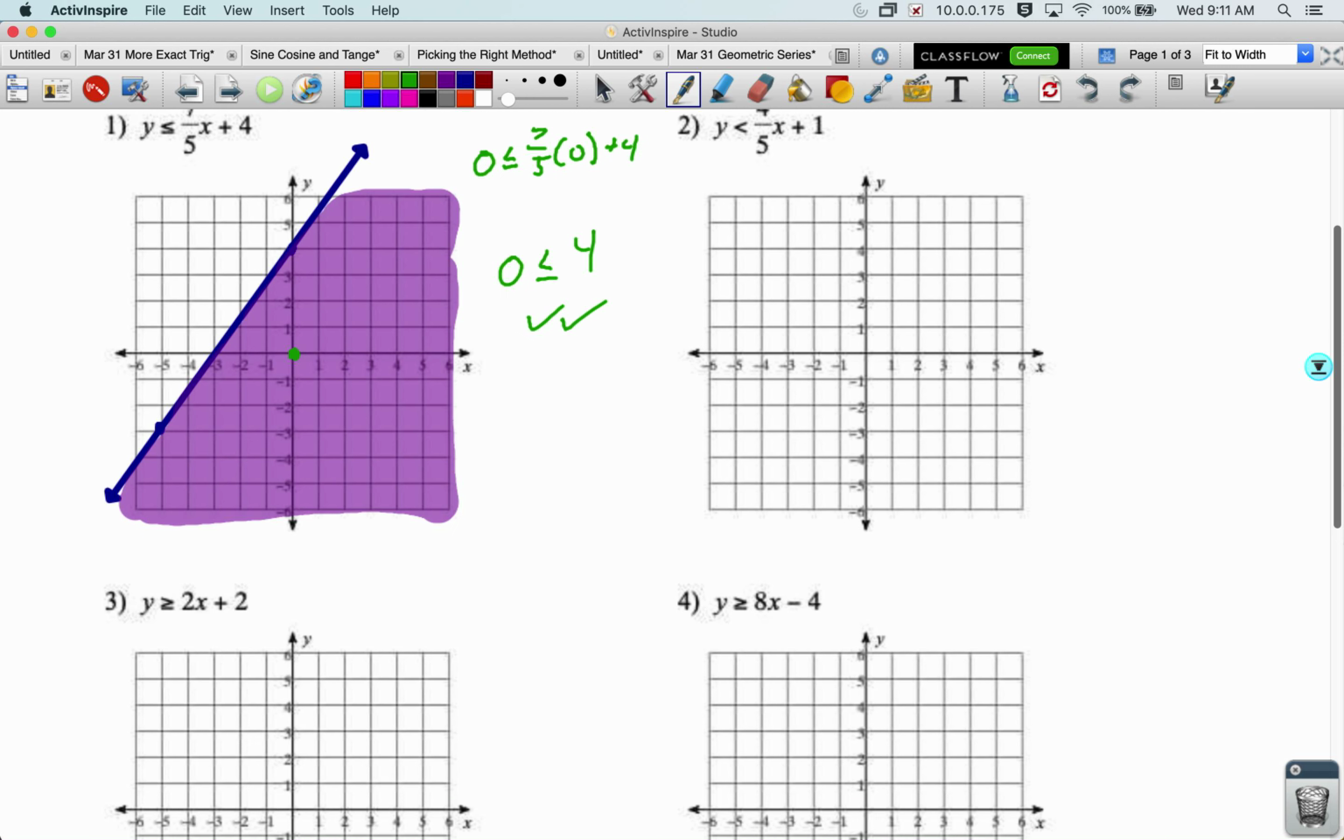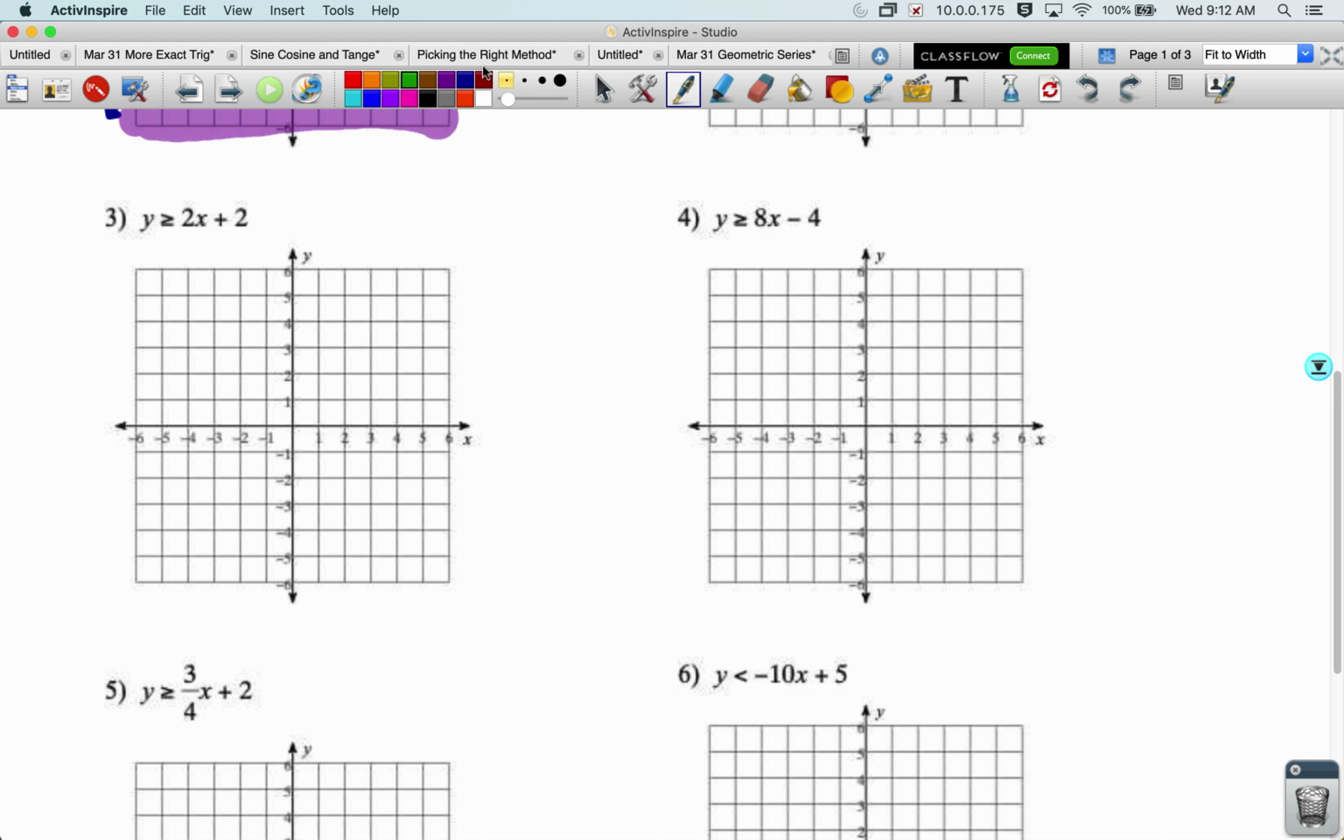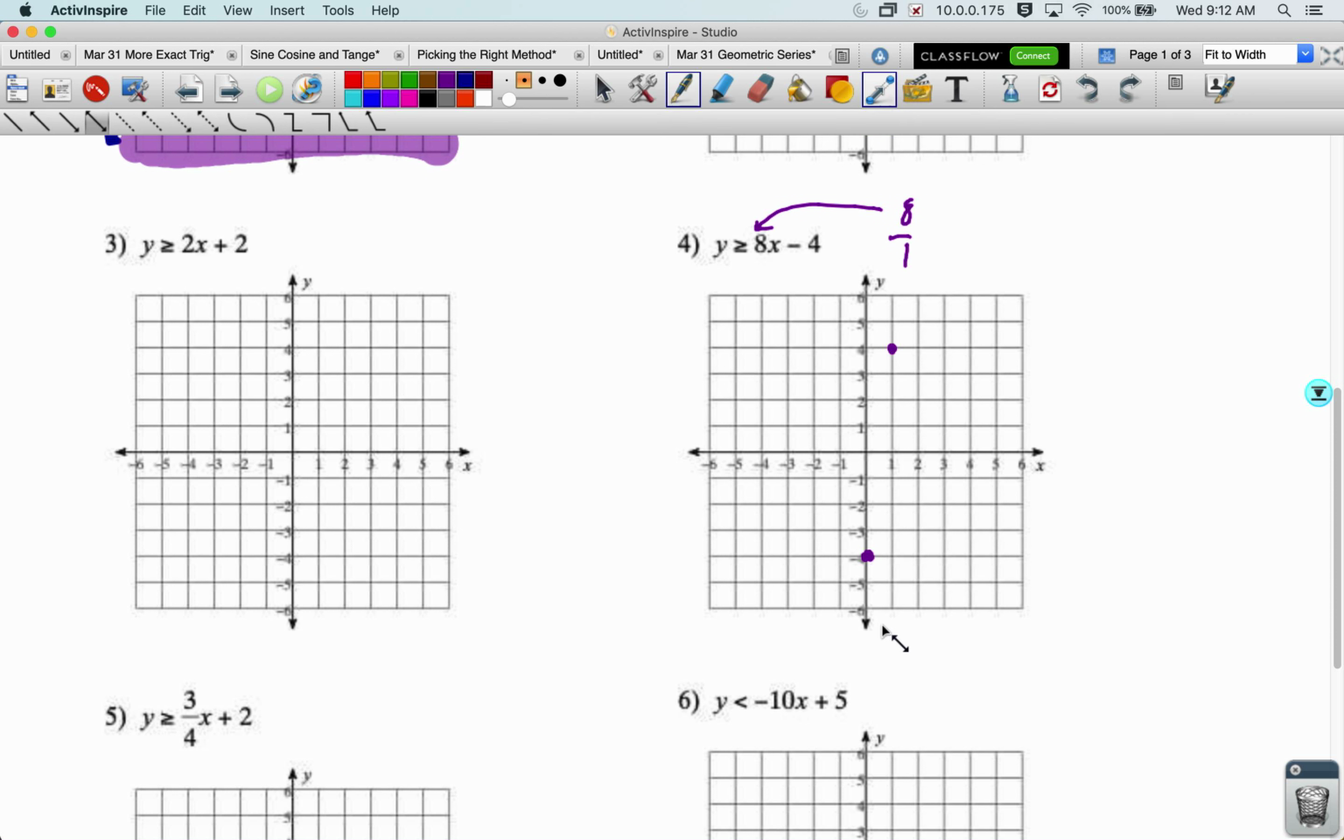All right, let's look for one that maybe is a little bit different. Maybe number 4. Y-intercept of -4. Slope is 8, so I want to turn that into an 8 over 1 so that I can do rise over run. I'm going to rise 8, run 1. I'm going to connect this with, again, a solid line because it does have that or equal to.